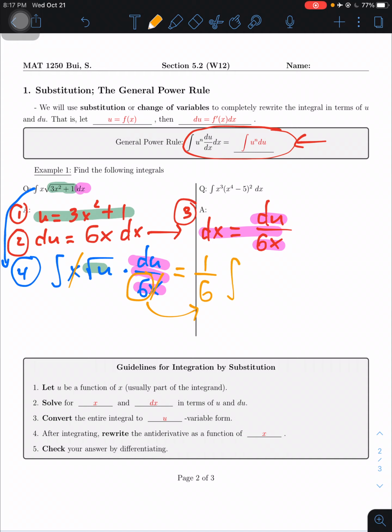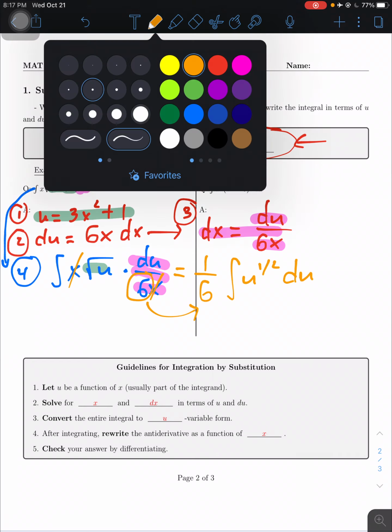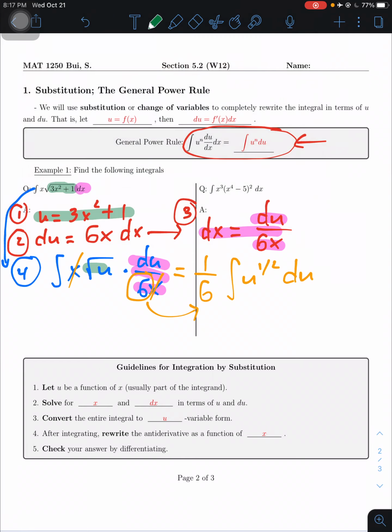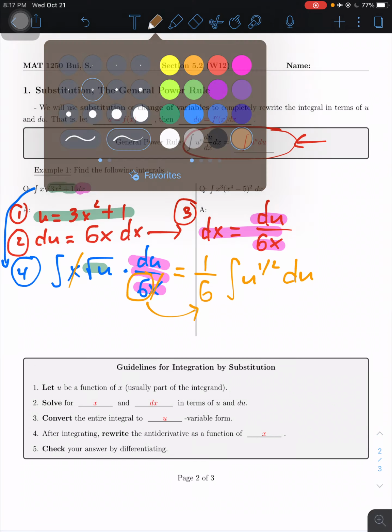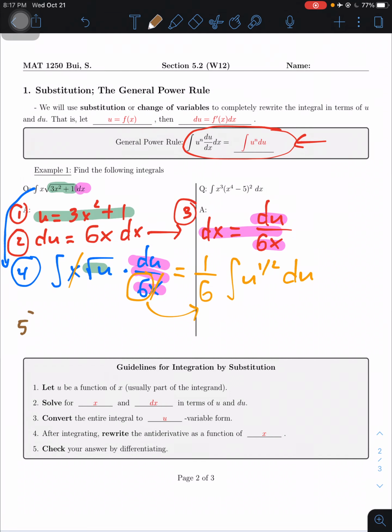And what do I have in here? I'm gonna rewrite my u to be u to the 1/2 power, and then I have du in here because we're talking about the u variable, not the x variable anymore, right? And after that, I'm gonna go ahead and take the integral of this thing. So let me put it in, I don't know, brown. So this is step 5 where we take the integral.